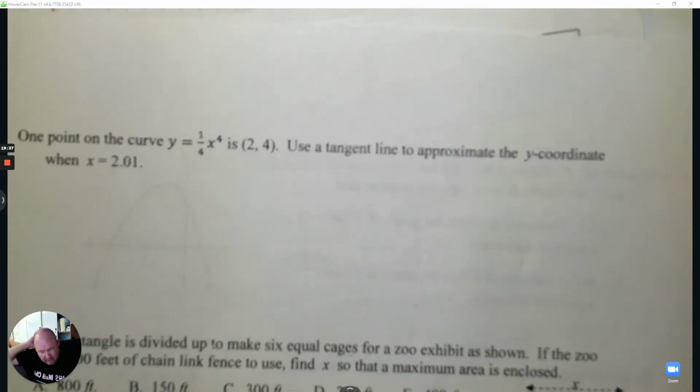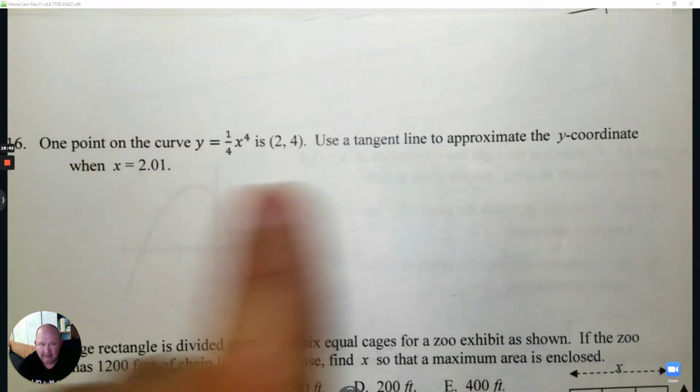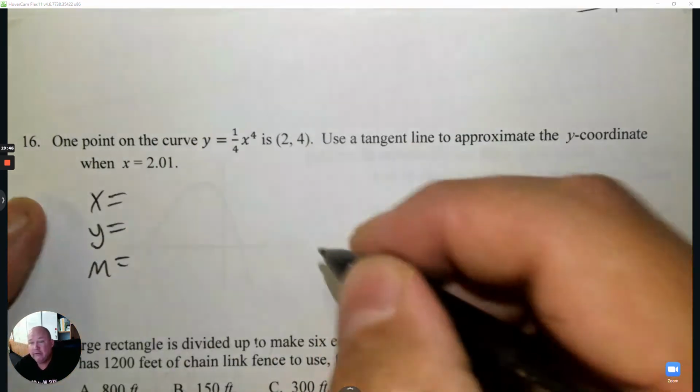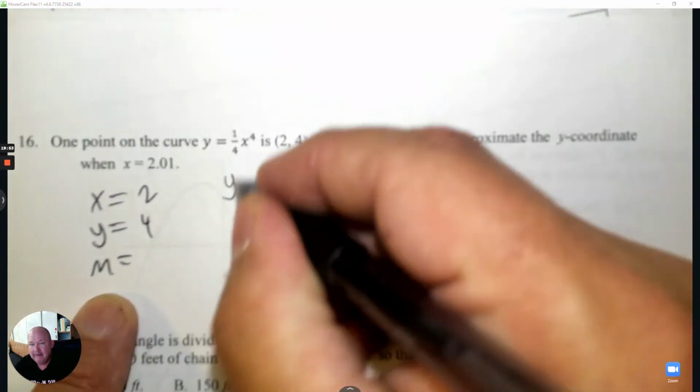All right, last page. One point on this curve is (2, 4). Use a tangent line to approximate. So for that, I need 3 values. I need to know the x, the y, and the slope. The x is 2, the y value is 4. The slope is found by taking the derivative.